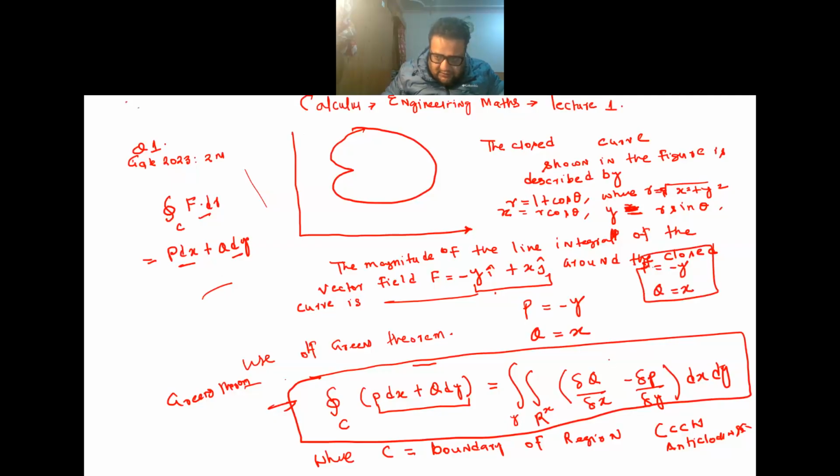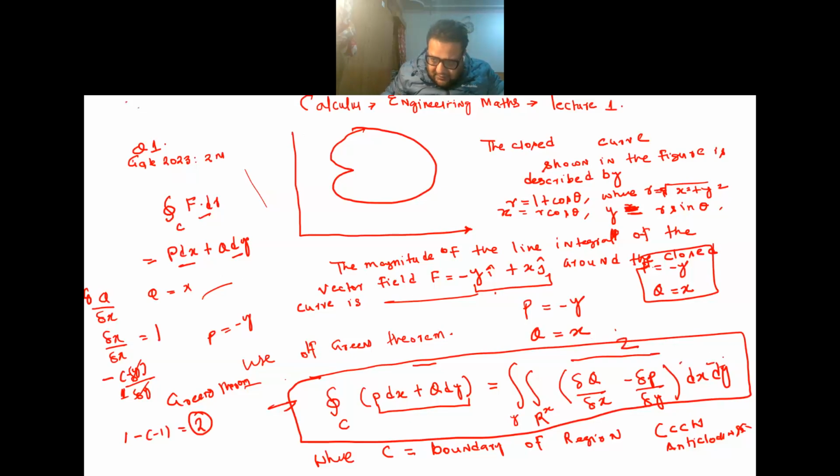So if you do ∂Q/∂x, that means ∂x/∂x, that is 1. And then you do ∂(minus y)/∂y, that is also minus 1. So this is 1 minus of minus 1, right? If I do ∂Q/∂x, what is my Q? Q is equal to x, so ∂x/∂x gives the result 1. Then ∂P/∂y: P is minus y, so minus of minus y by ∂y, minus minus will become plus 1. So this is 1 minus of minus 1. The result here is 2, correct?